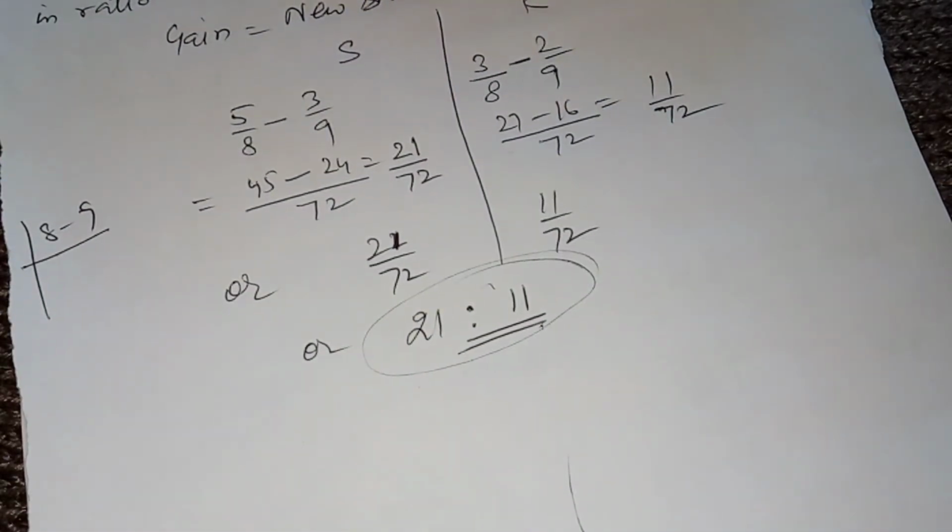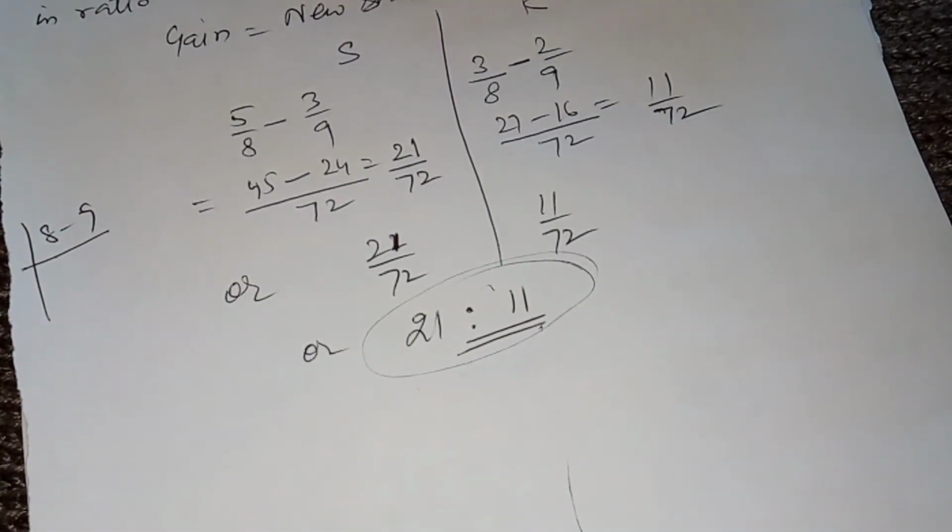So this was all regarding the gaining ratio of the partners, the various conditions where they calculate their gaining ratio.